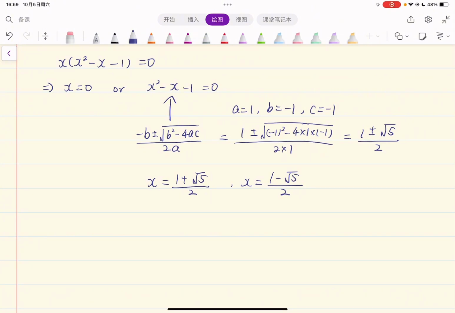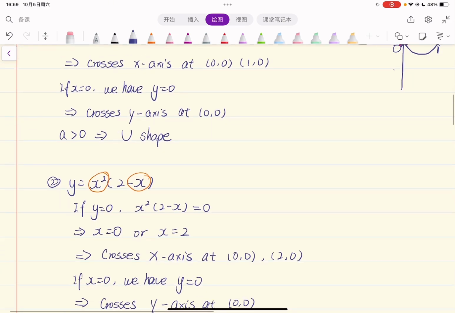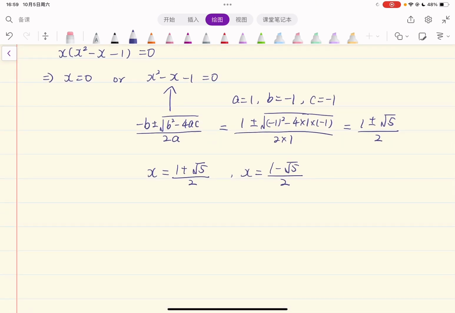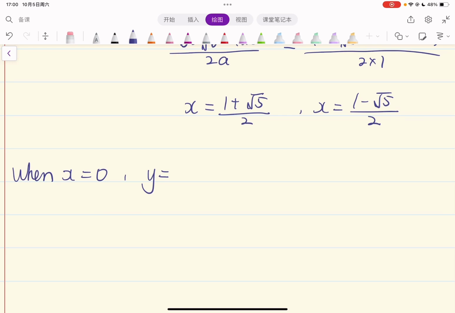Now you know the x-coordinates of the points of intersection. Well, the question asks you to find the coordinates of the points of intersection, which means you also need to find the y-coordinates. So let's do it. When x equals 0, y equals, in here you can choose one of the curves. You can choose y equals x times (x minus 1), or you can choose x squared times (2 minus x), and then substitute the value of x into the equation.